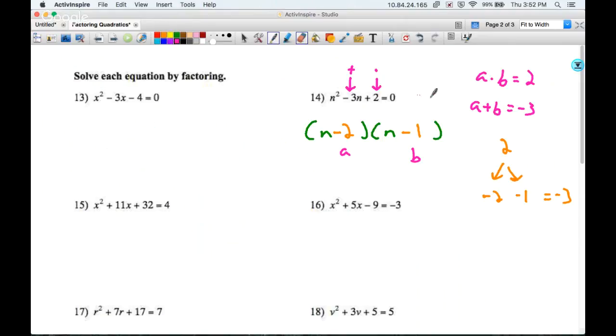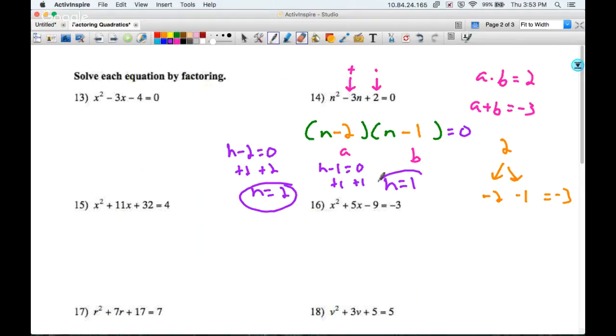Now I notice this is equal to 0 here. So I'm going to use my zero product property to solve the rest of it. N minus 2 equals 0, and n minus 1 equals 0. Add 2, n equals 2. Add 1, n equals 1. So 2 answers for number 14.